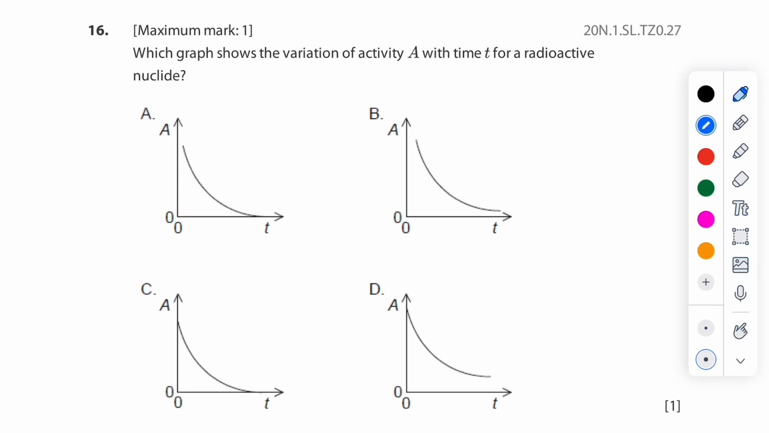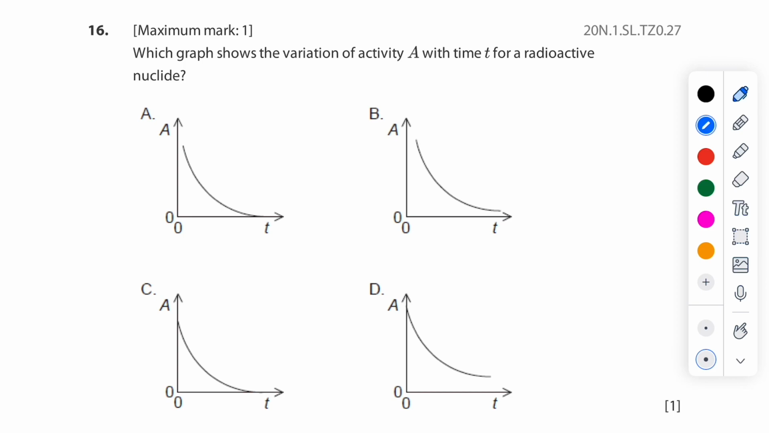So which graph shows the variation of the activity? What is he asking? Which activity is he asking about? Activity A with time t for a radioactive nuclide. So what are we supposed to do for this one? We are going to read the graph for this one.